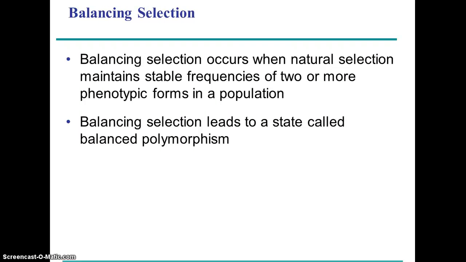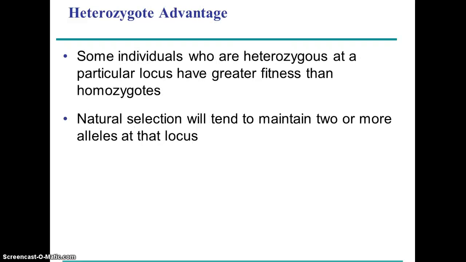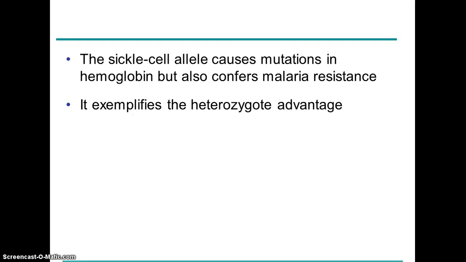Balancing selection: there are situations where you can have selection favoring 2 different types, like with disruptive selection, for example. Heterozygote advantage: there are certain situations where heterozygotes have an advantage, again favoring the maintenance of those 2 different alleles. A good example of that is sickle cell.